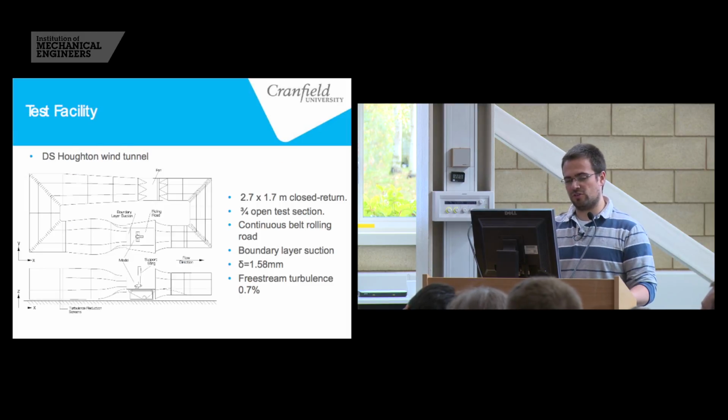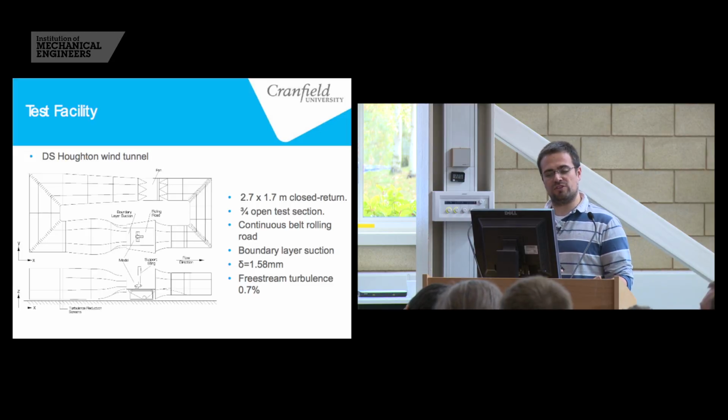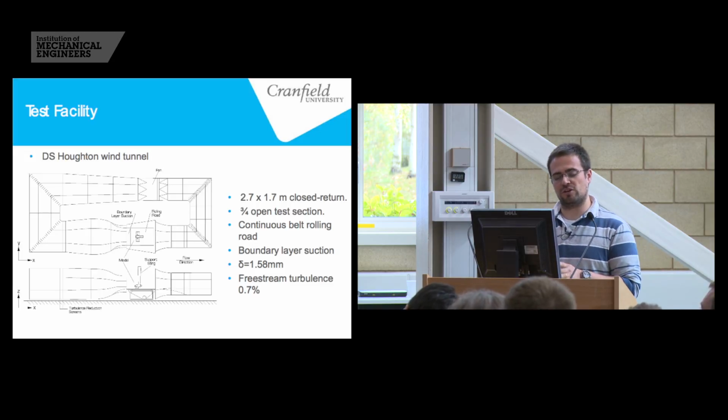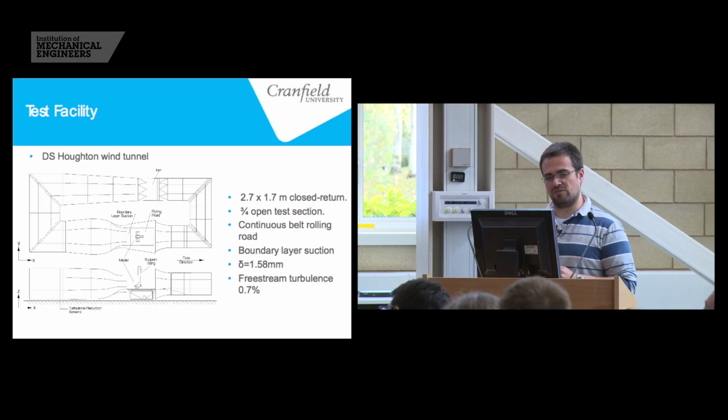So, just like Luke, I used the DS Houghton wind tunnel. The only difference between my experiment and that described by Luke previously is that my free stream turbulence was slightly higher. Because I was going to use a laser Doppler anemometer, I had to put a flow seeder inside the tunnel itself. So that, although there are turbulence reduction screens in the tunnel, it did increase slightly the turbulence in the test section by about 0.4%, totaling 0.7. But the boundary layer thickness remained unchanged.